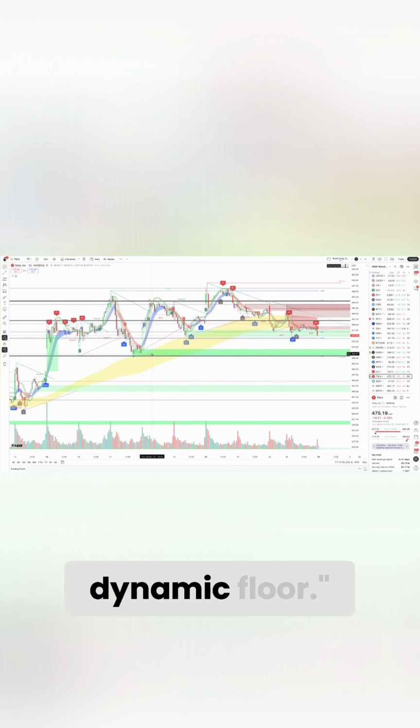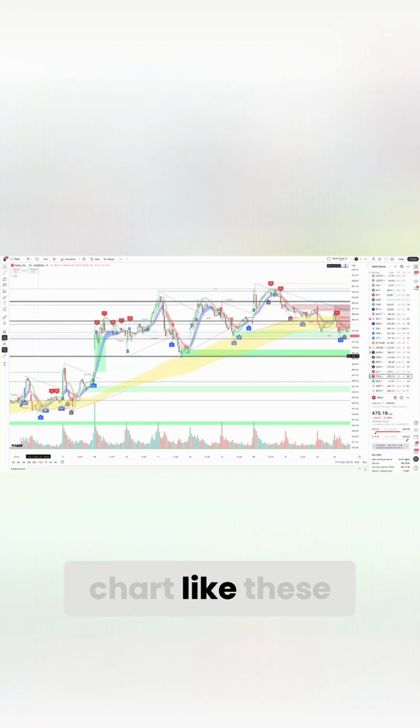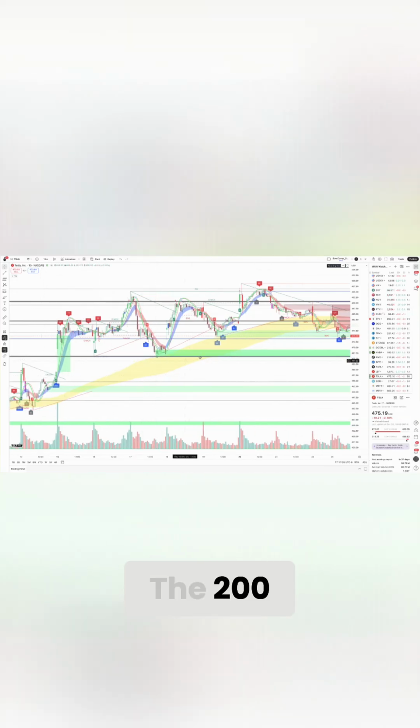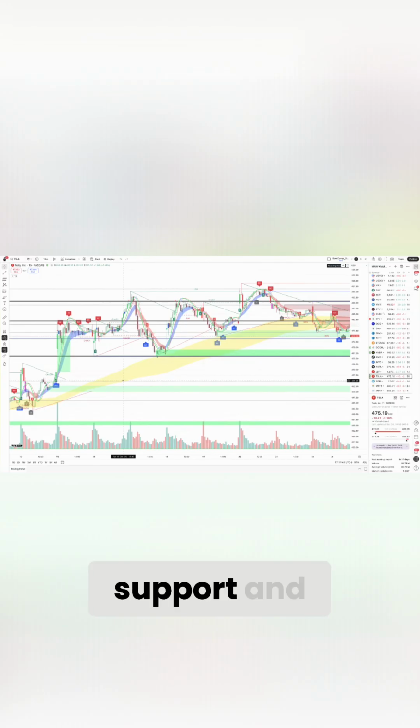I'm the dynamic floor. When you look at horizontal support lines on the chart, like these lines here, these are what we call static. These support lines are fixed. They just stay where they are. Historically, this is where price has bounced from, so this is like the floor, right? The 200 and the moving averages act as dynamic support and resistance. They're constantly moving around the chart, but they still serve the same purpose as these support and resistance lines, because they act as support and resistance, right?